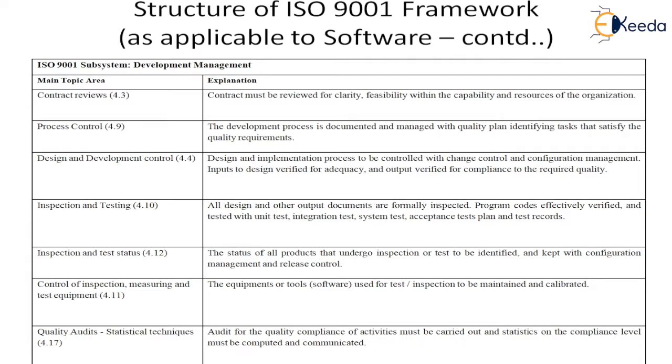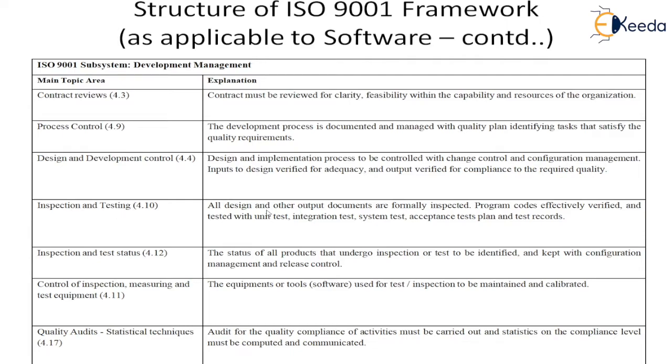So it has to be verified in terms of adequacy. That means whether it is complete, everything, nothing is omitted. And also the output of the design should be verified for compliance to whatever quality criteria we have written in the QMS, which has to be adhered to. Then inspection and testing. This is the validation phase. Verification means inspection and testing means validation.